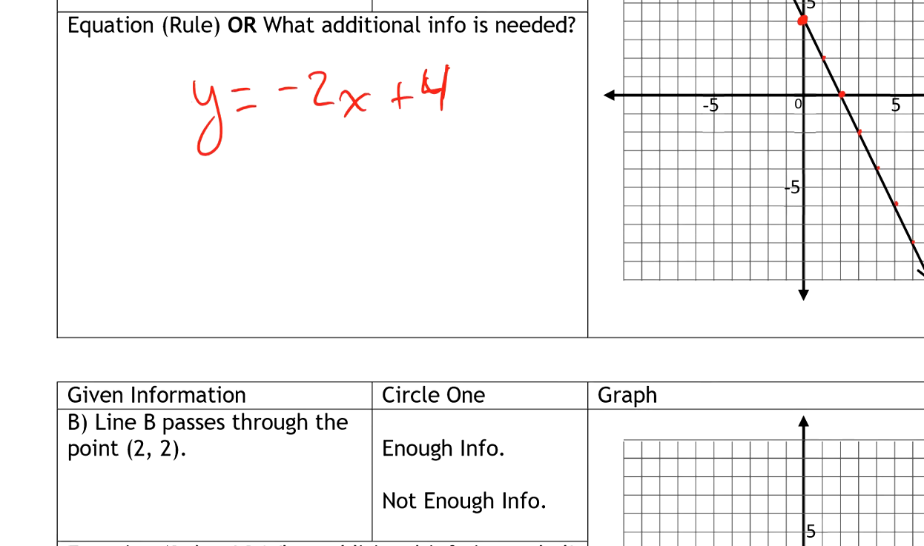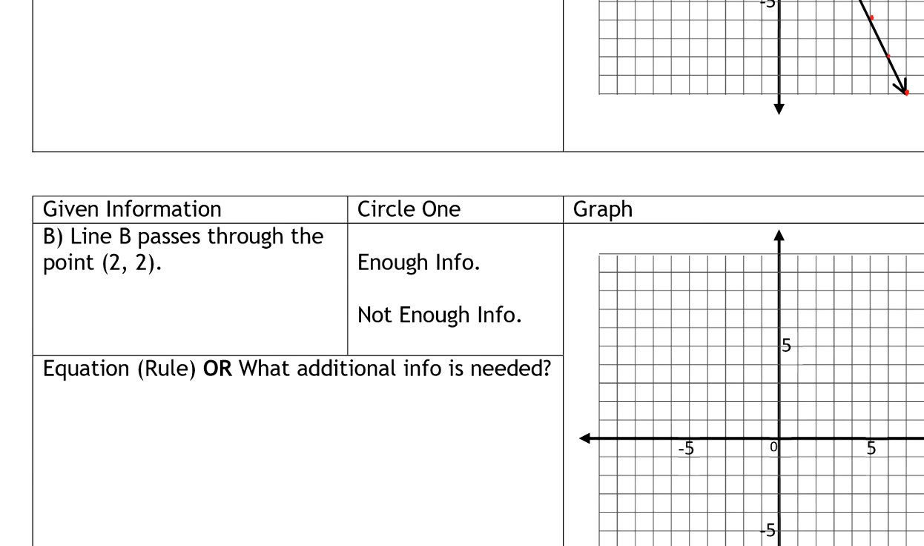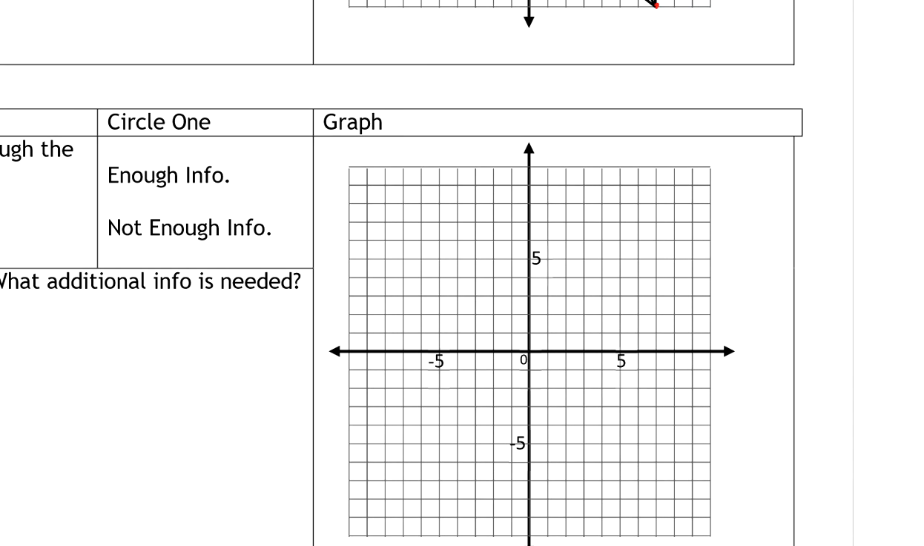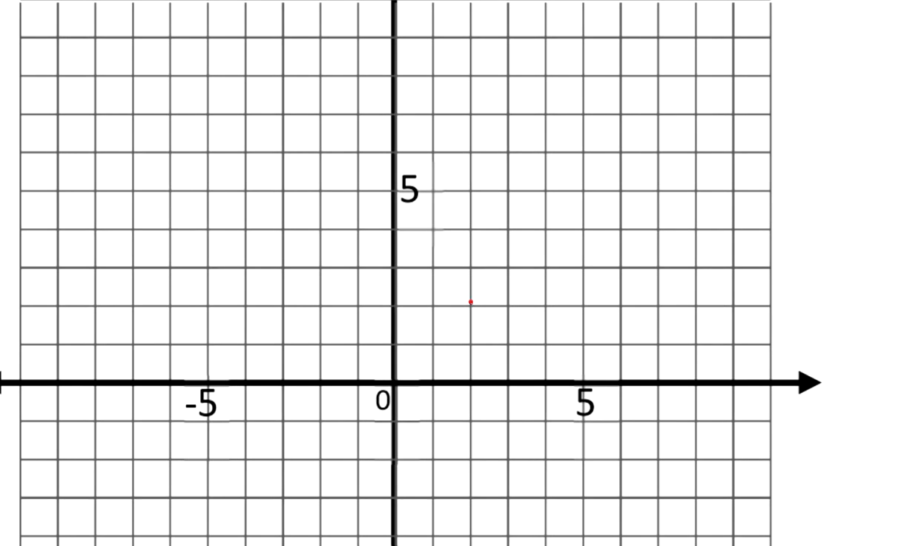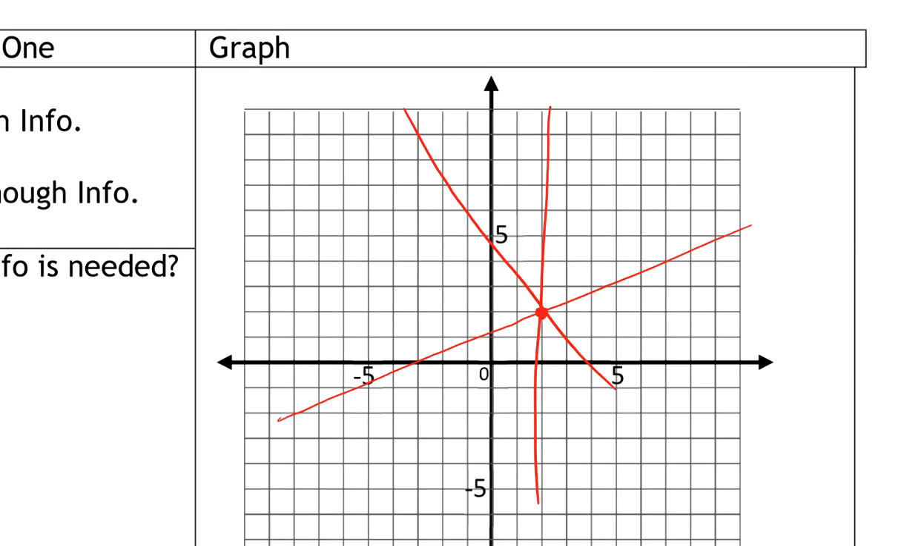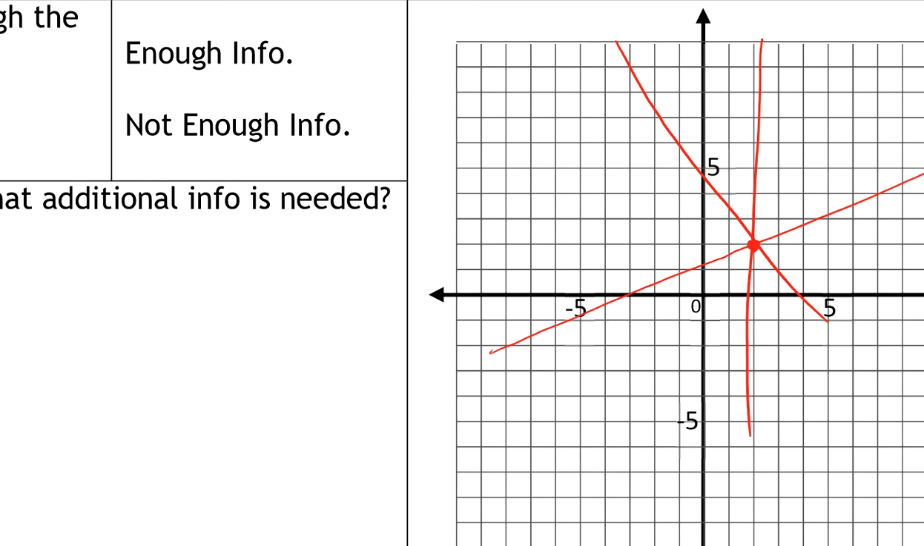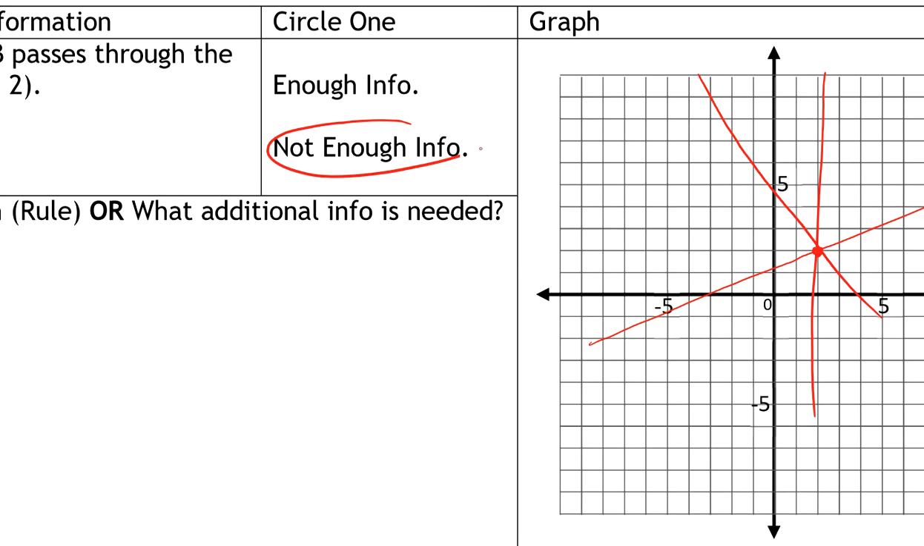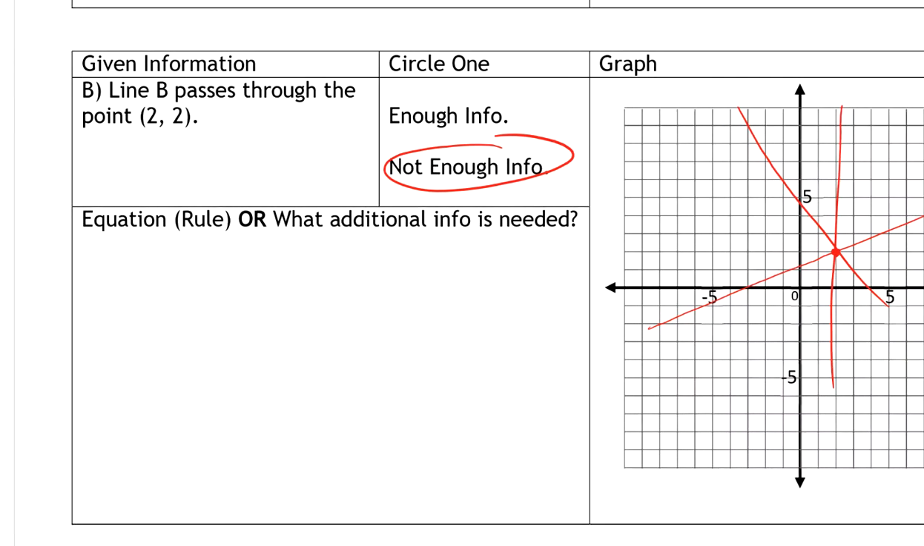Part B says, line B passes through the point (2, 2). So let's go ahead and graph that. It's passing through this point right here, (2, 2). That's all it tells me. The problem with that is there are multiple lines that pass through this point. For example, this line or this line. I think you know what lines look like that would pass through there. So this definitely eliminates some things that don't go through that point at all. I do know where it's going through, but it's not enough to come up with a unique line. There just isn't enough information there.